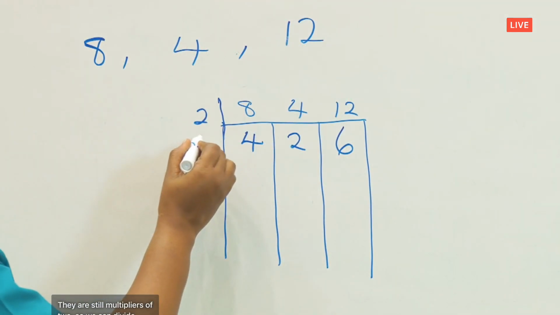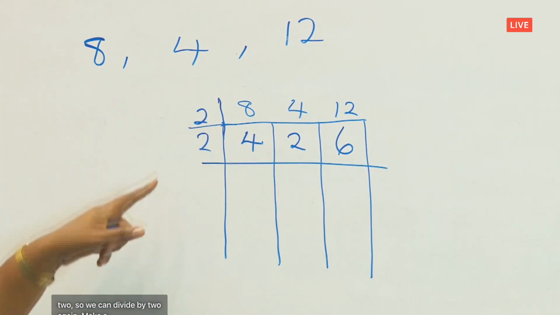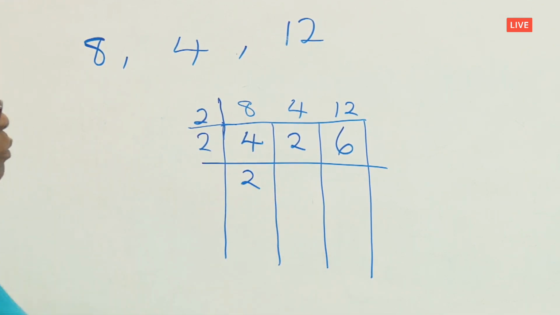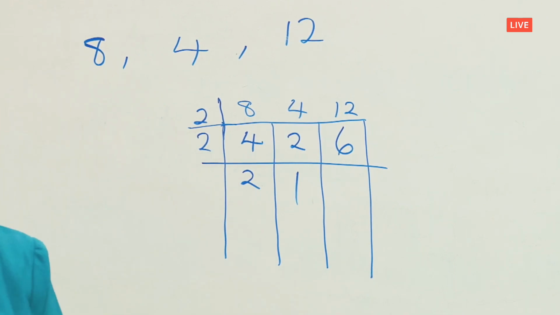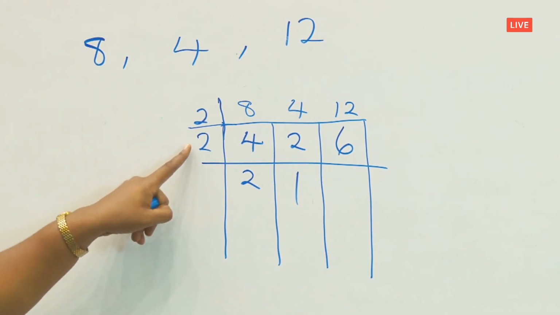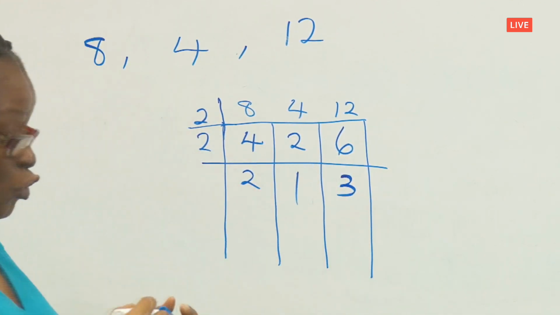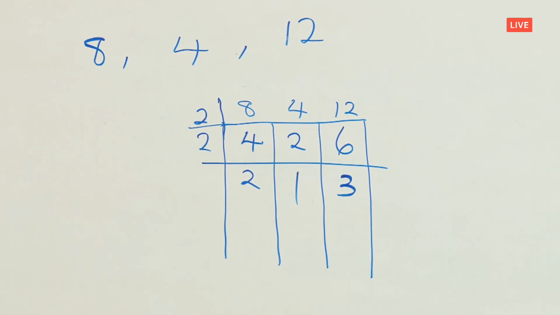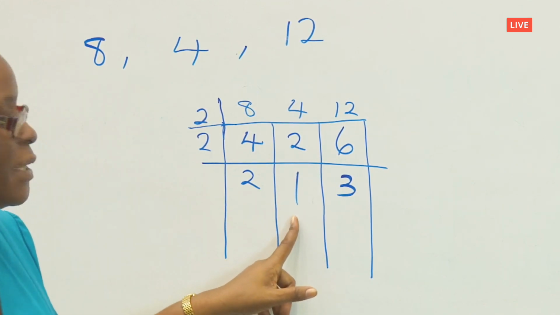Look at our numbers, they are still multiples of 2. So we can divide by 2 again. Make a line, so we separate our 2's. 4 divided by 2, 2. 2 divided by 2, 1. What can you tell about that column? Yes, that column is finished. 6 divided by 2, 3. So we have 2 columns we have to still deal with because we are not finished.